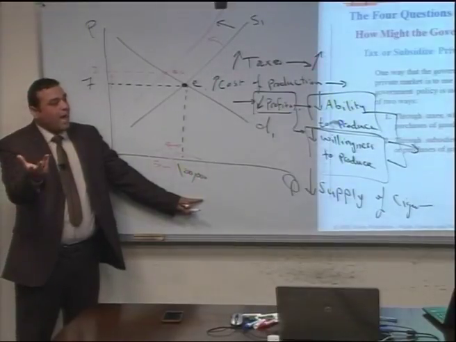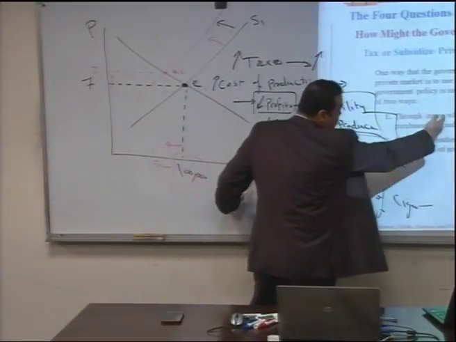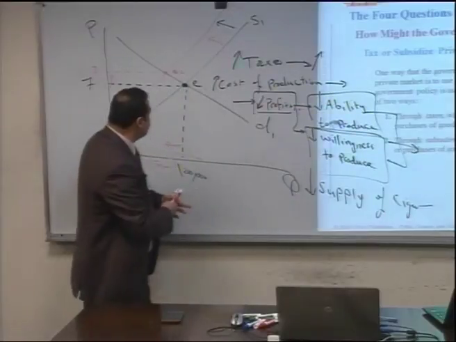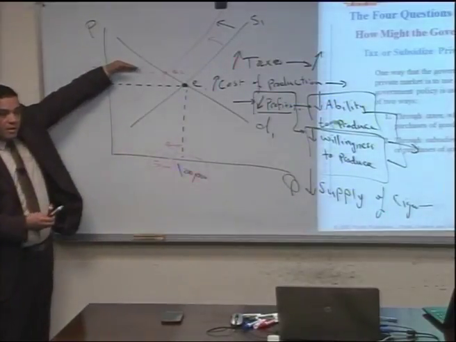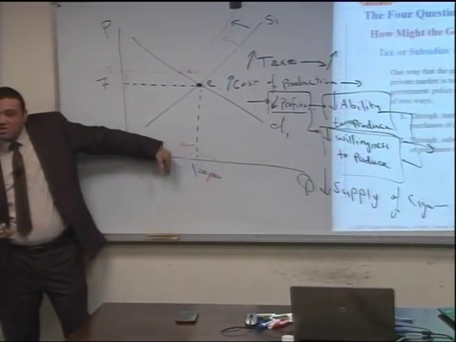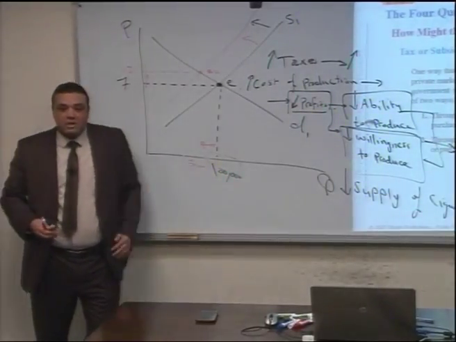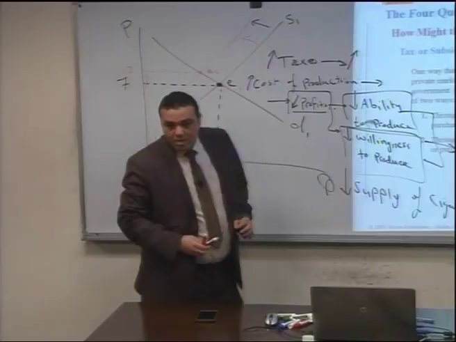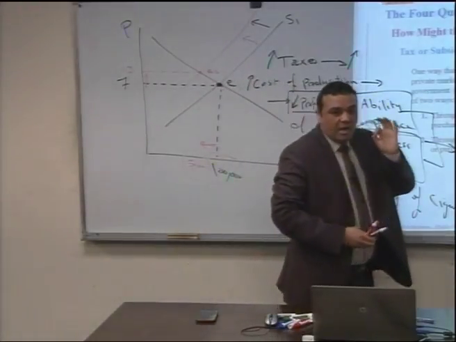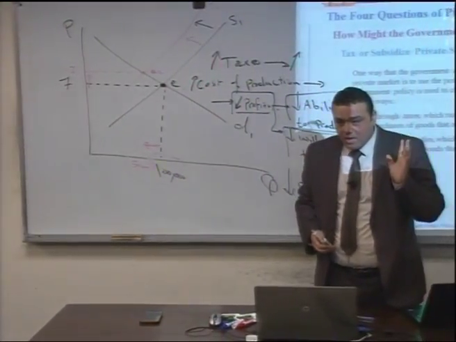So what will happen here, as you see, through taxes, which raise the prices, the quantity goes down, and we correct the market failure problem and reach efficiency. Okay?